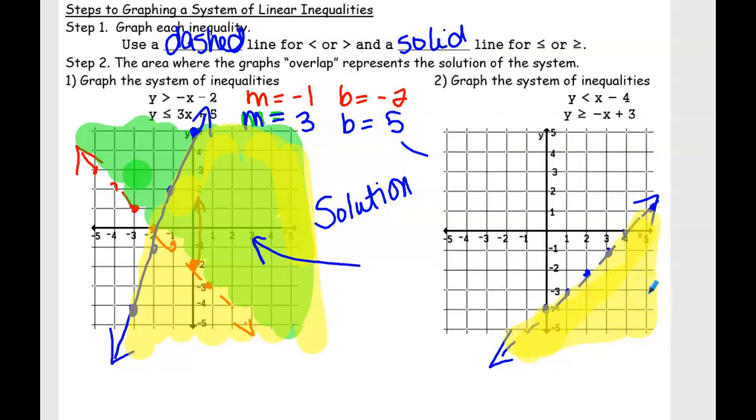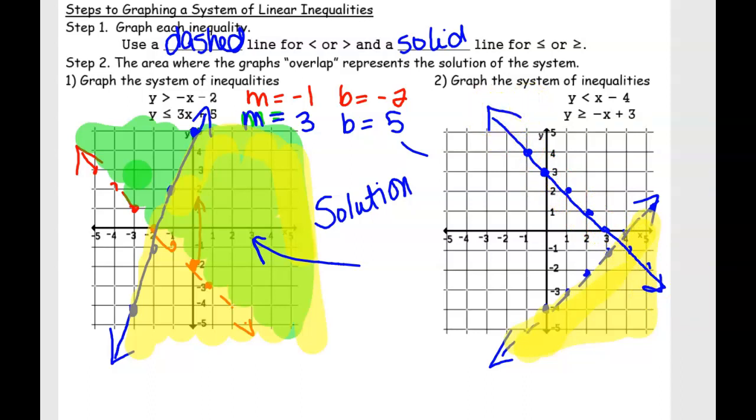Okay, now I look at my other line that I've got, and y is greater than or equal to -x plus 3, so my y-intercept is at 3, and now my slope is a -1. All right, and this time the line is going to be solid because it's greater than or equal to.